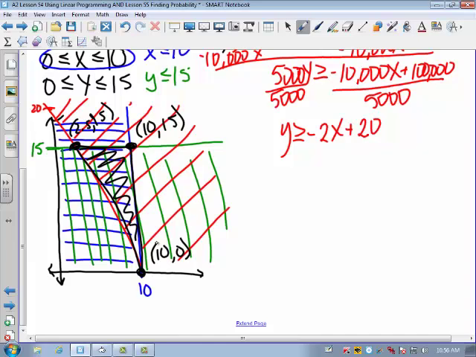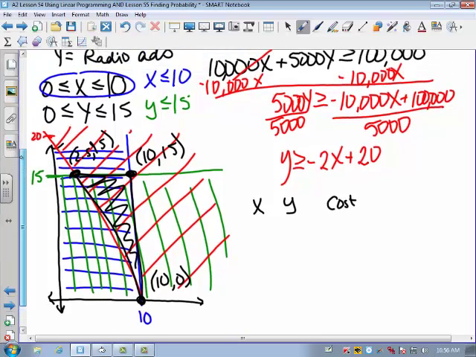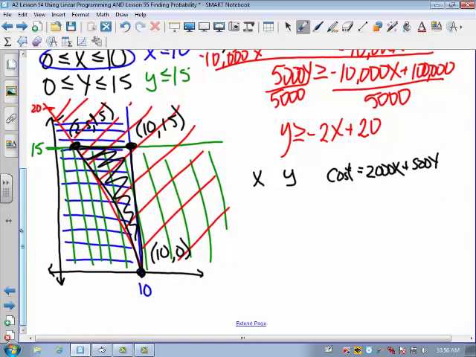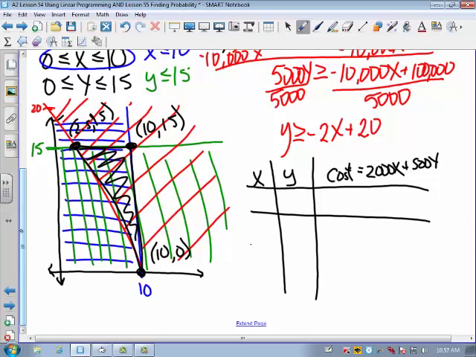Now the way that we figure out the answer to the question, how to minimize his cost. So what we're going to make is a table, an x, y, and then cost, which we said the function for cost was 2000x, equal sign. Cost equals 2000x plus 500y, right? So we said our cost function was. And I have 3 points that I'm going to try for this to see which one is going to minimize for him. So I have 2.5, 15, I have 10, 15, and I have 10, 0.